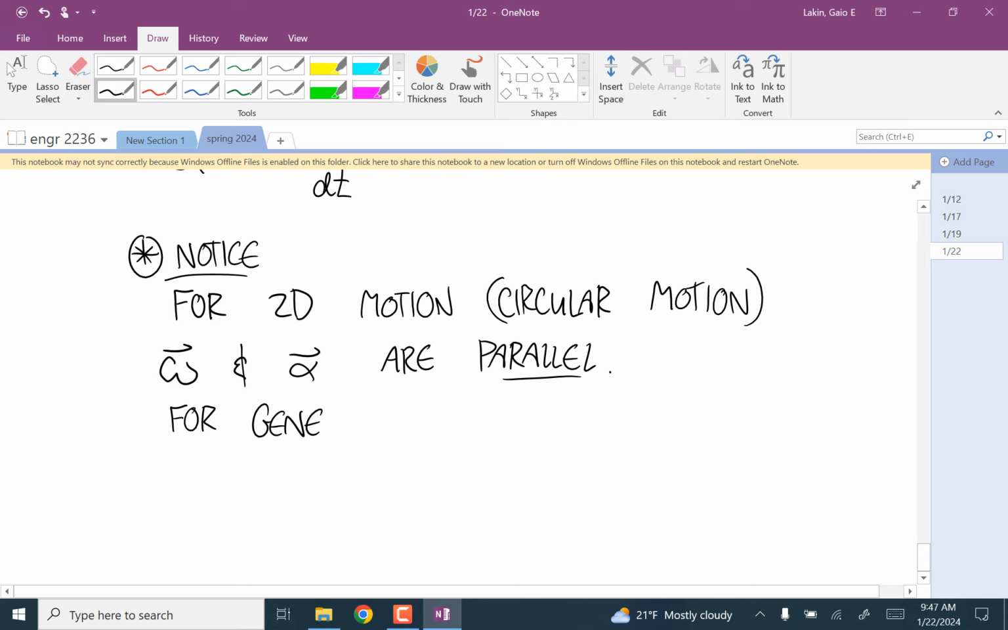There's no necessary relationship between their directions. So for general spherical motion, they don't have to be parallel.